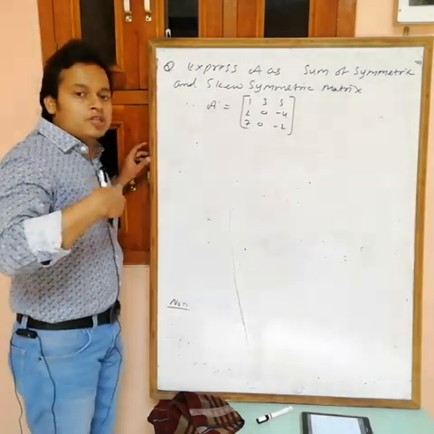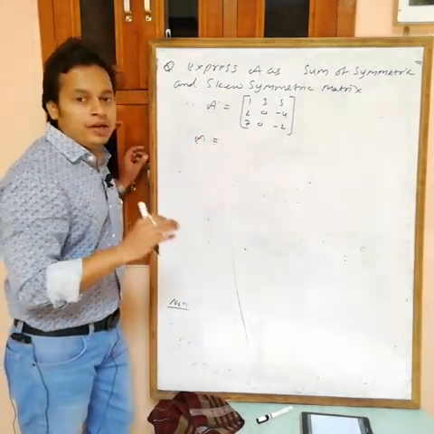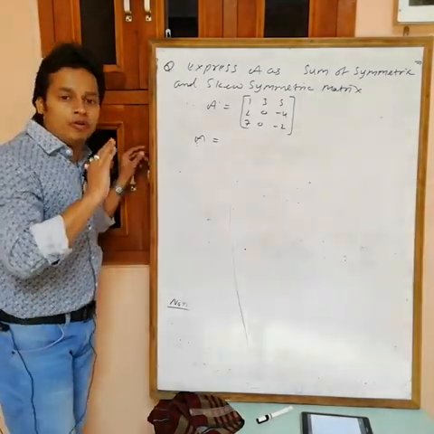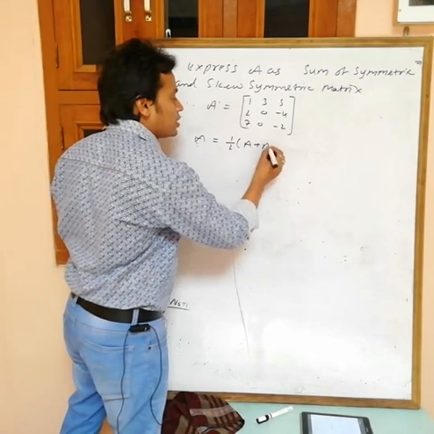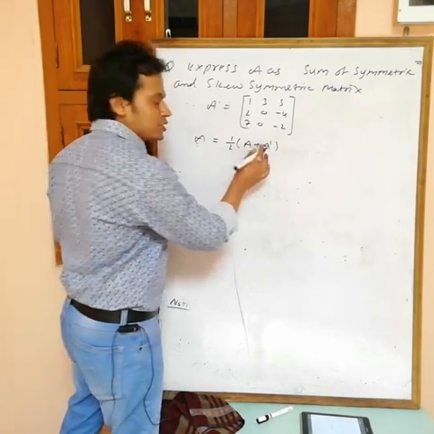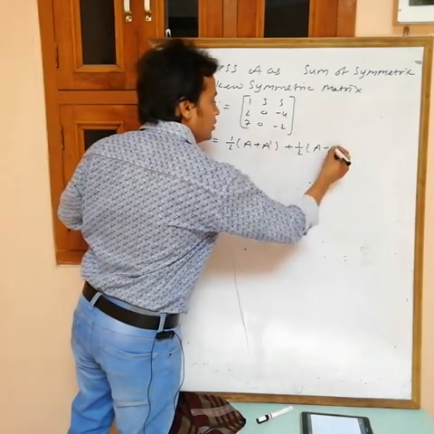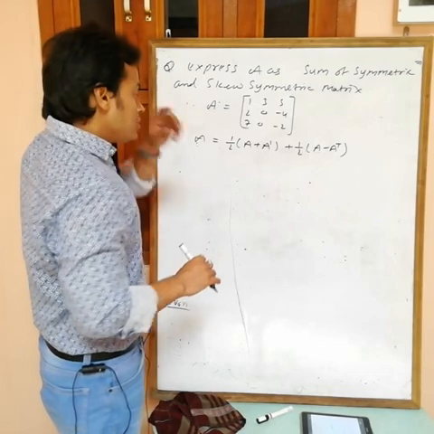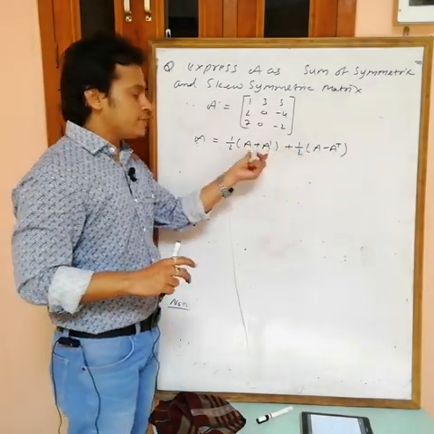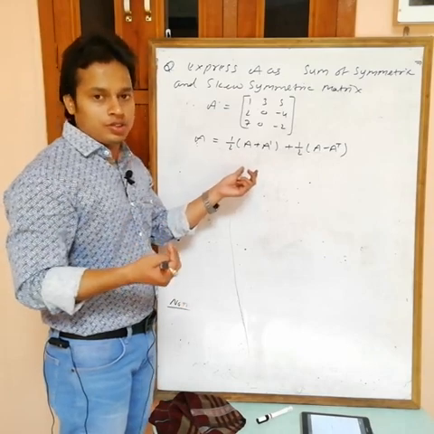If you want to express any square matrix as a sum of symmetric and skew symmetric matrix, then we have only a unique way, that is A equals 1 by 2 (A plus A transpose), this is the symmetric matrix, and plus 1 by 2 (A minus A transpose). Okay, this is the skew symmetric matrix. How can I say that this one is skew symmetric and this one is symmetric? Okay, you can also check.